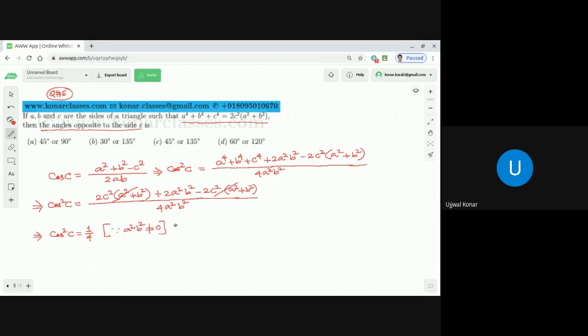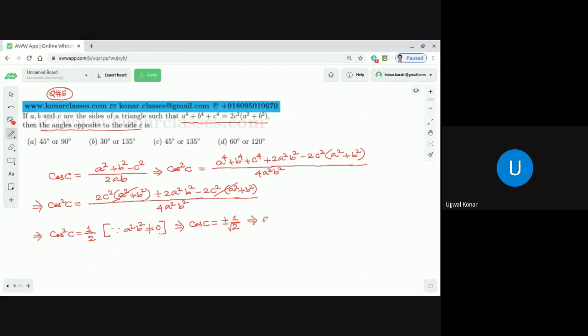So this implies what we can take about the value of cos C, that is equal to plus minus 1 by 2. Just a minute. Cos square C is equal to, I made a small mistake here, dear students. So it should be 1 by 2. That means cos C should be plus minus 1 by root 2.